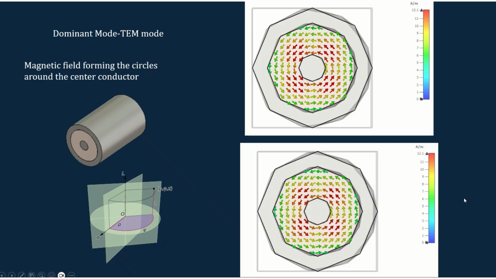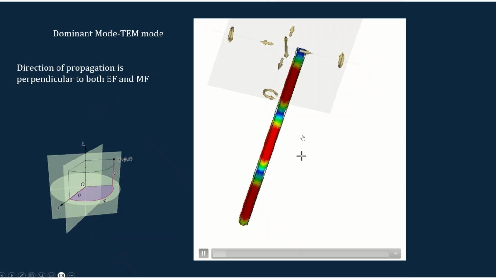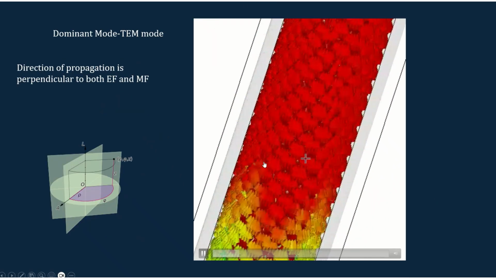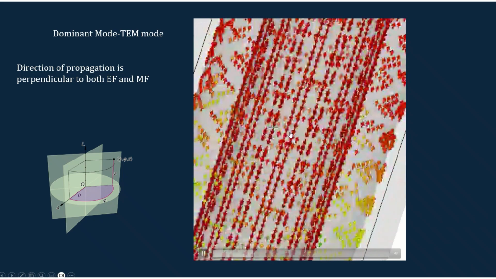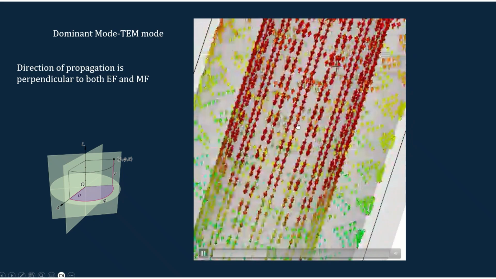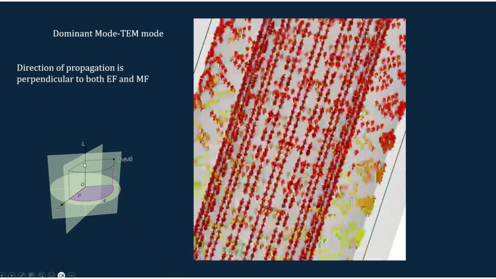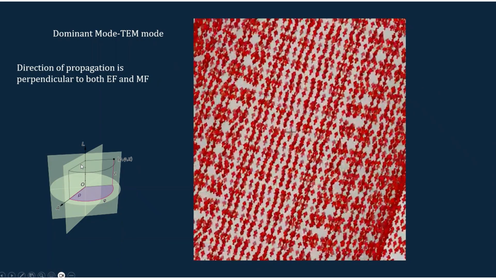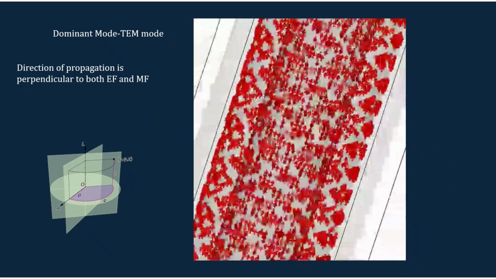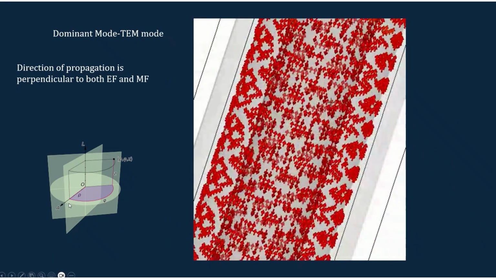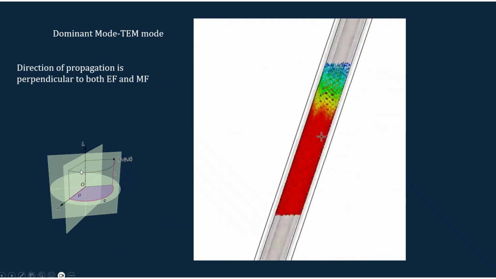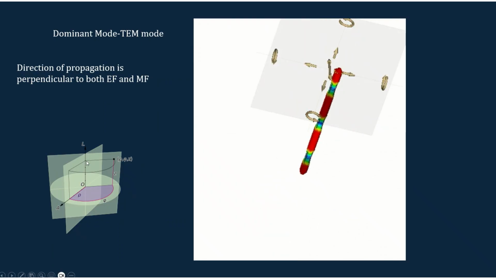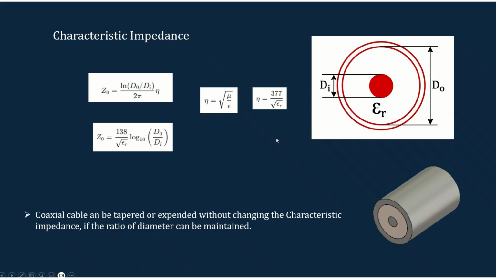Next, we can see how the propagation is inside the coaxial cable. Here you can see the direction of the arrow, and the propagation is along the Z axis. So we can see that the coaxial cable propagation is TEM because the electric field, magnetic field, and the direction of propagation are perpendicular to each other. So the dominant mode in coaxial cable is TEM mode.